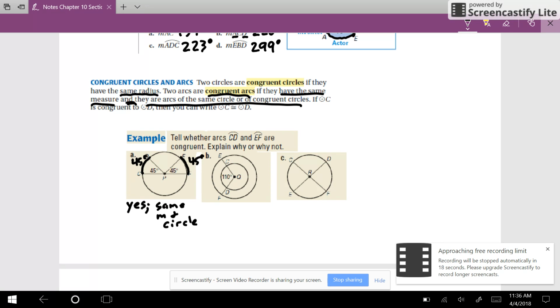I'm going to run out of time here pretty quick. But if you look at this next one, CD and EF, they both have 110-degree measures, 110-degree central angles, but they're on different size circles. That makes it not congruent because the circles aren't the same size.